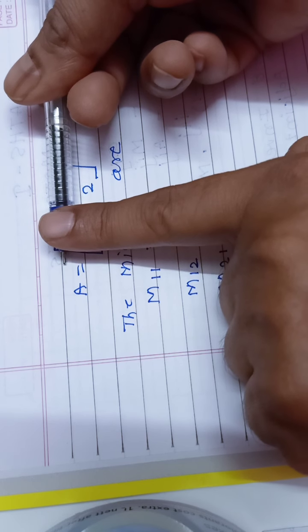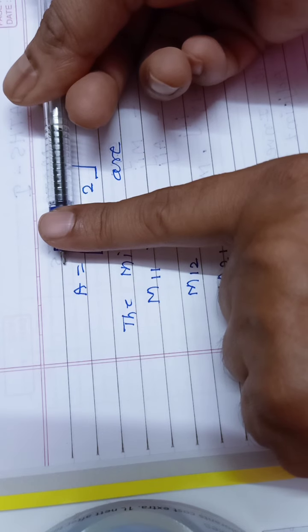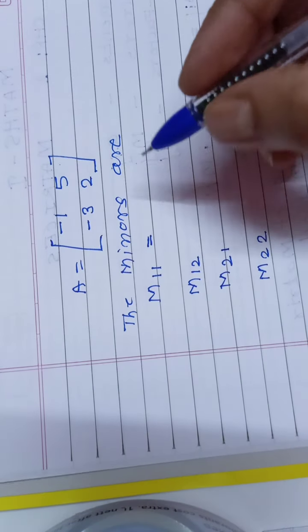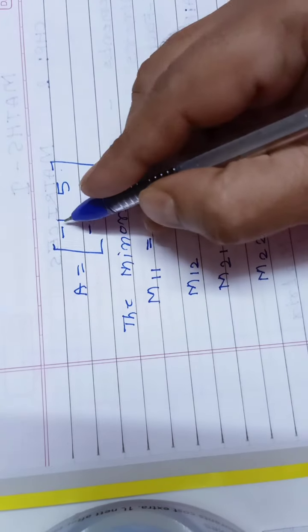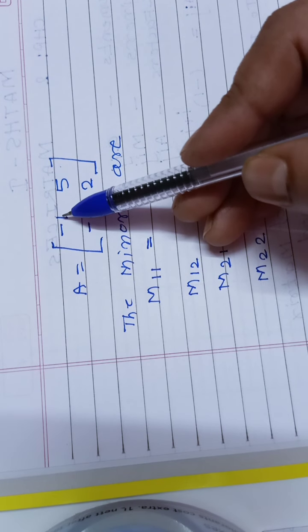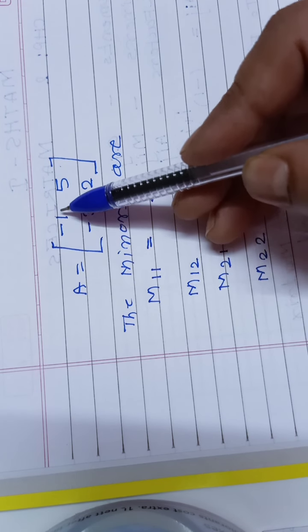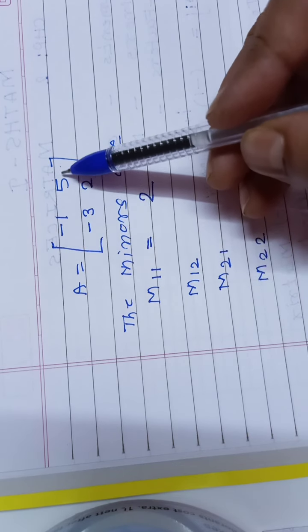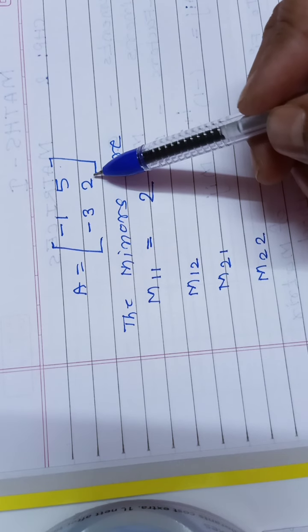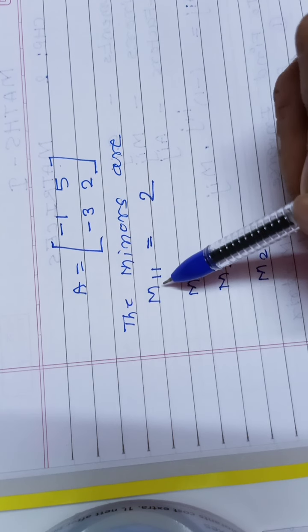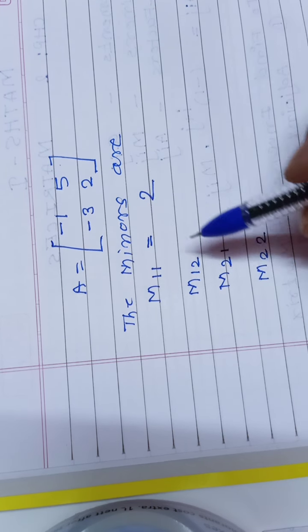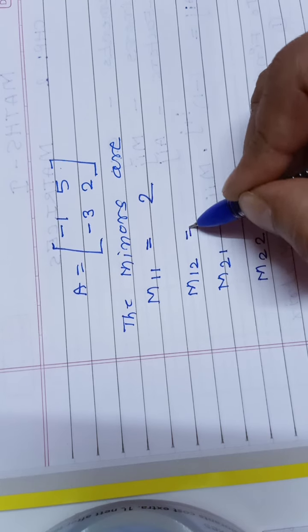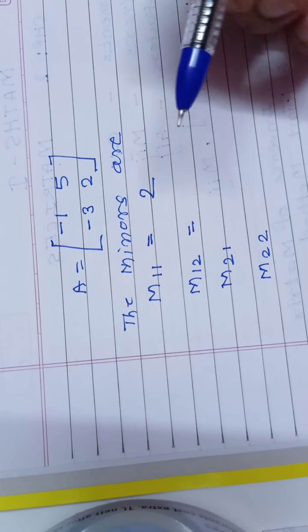After hiding the first row and first column, which element is remaining? That is 2. So 2 is the minor of minus 1. Again, I am repeating, minus 1 is in the first row and first column. So after hiding the first row and first column, the 2 is remaining. So 2 is the minor of minus 1. Now the second, that is the first row, second column.